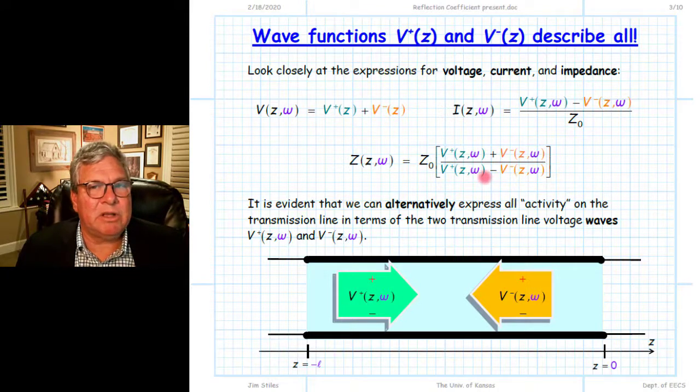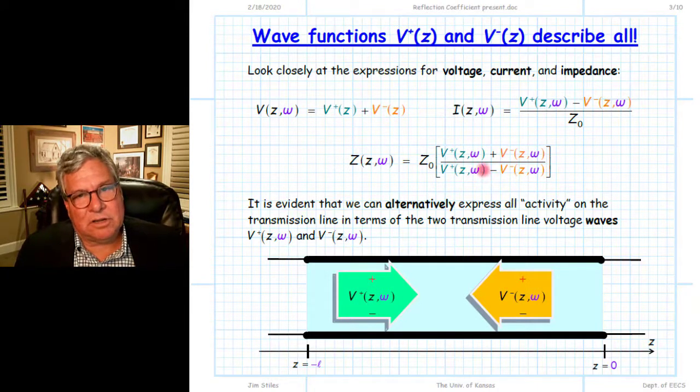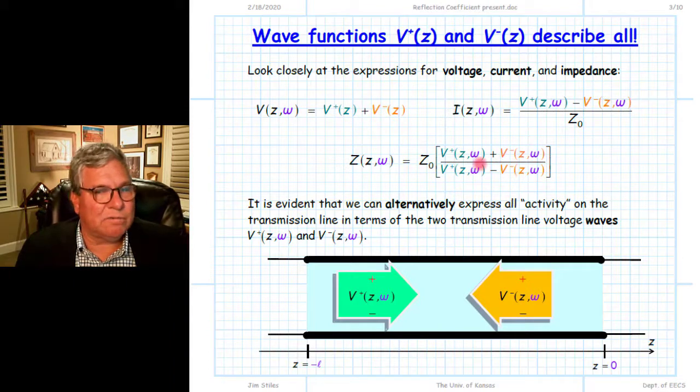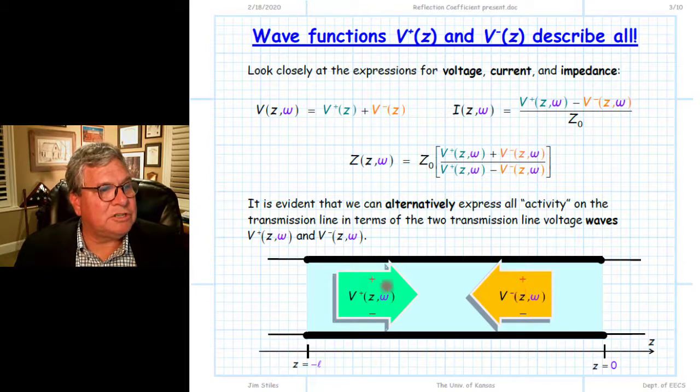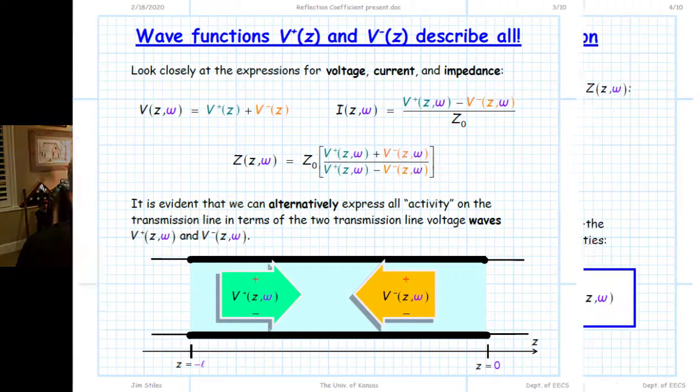So let's say we call the fundamental functions along our transmission line not the total voltage and total current, but the plus wave voltage and the minus wave voltage. Let's think of them as being sort of the bedrock description of what's happening on our transmission line. Well, if that's the case, we ask ourselves a question: what is the relationship between V plus and V minus?